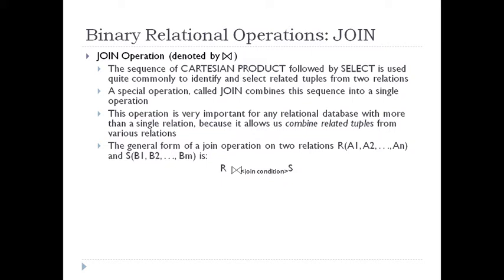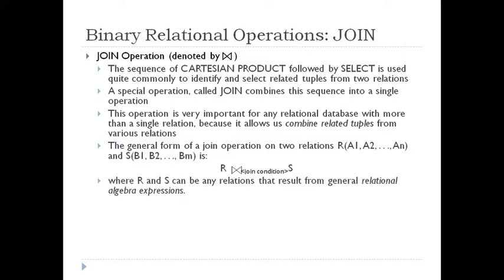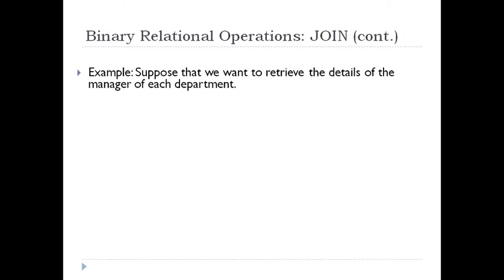Based on that condition it will check whether the tuples match, and then those tuples will be fetched. Internally, first it will take the Cartesian product, and on that result it will apply the condition and select the related or actual tuples. As I said, R and S can be any relations, and these relations can be the result of some other relational algebra expressions.